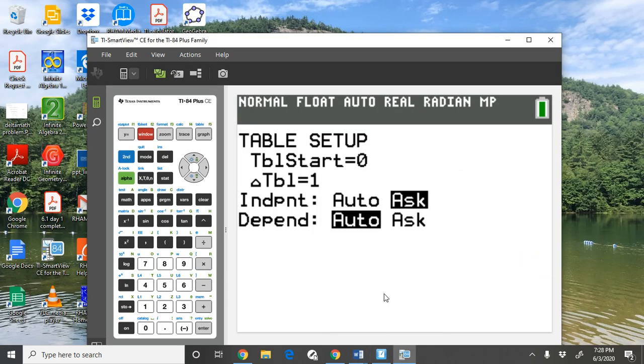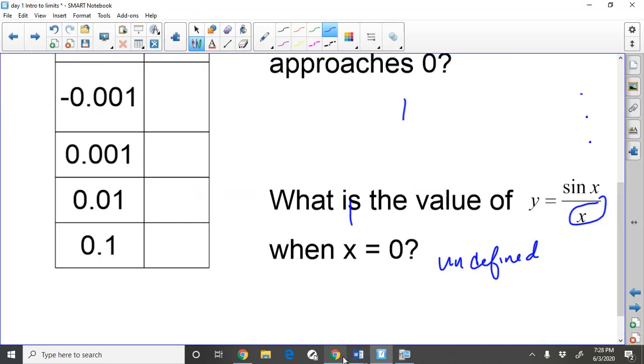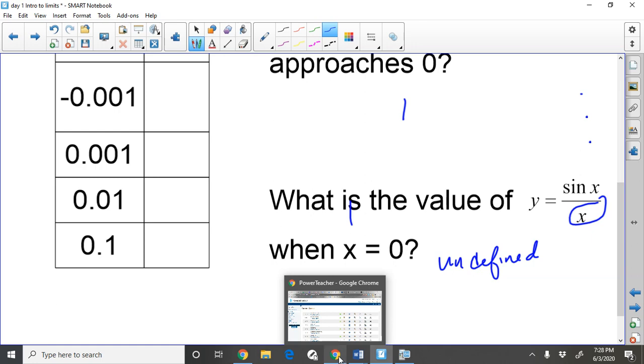So a couple more days and we will give you a little bit of a preview of calculus to get you out the door and ready for next year.